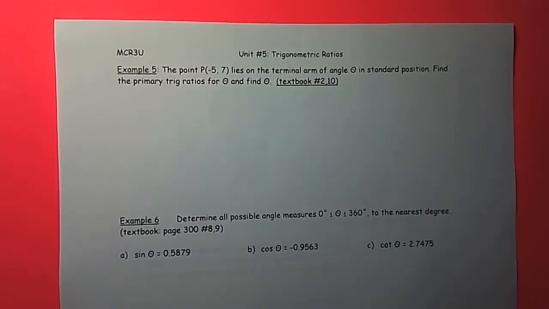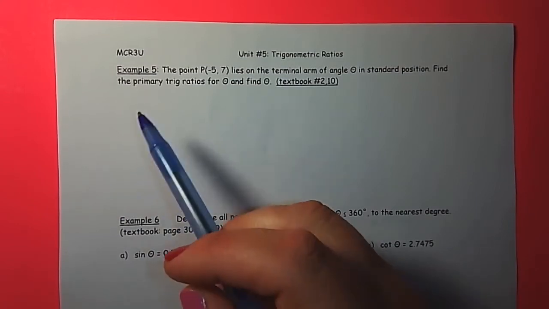Hello everyone. We continue with trigonometric ratios for any angle between 0 degrees and 360 degrees. In this video, we are going to do different types of examples related to this topic. So let's look at example 5.